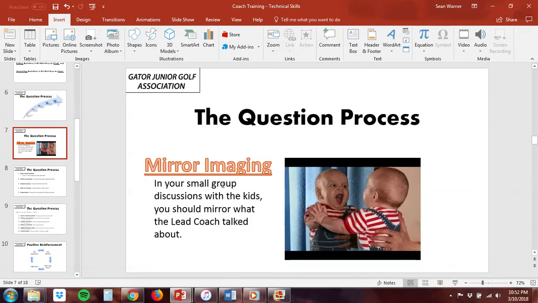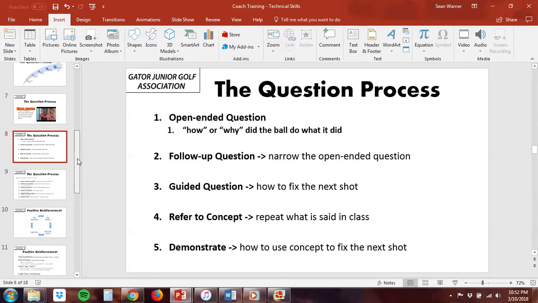All right, the question process, mirror imaging. What this means, besides the funny picture, is that you want to say the same phrases that the lead coach is saying. If you're saying the same thing in the exact same way, it's really going to stick. So what controls distance? Long Y, short Y. All the students should have that burned into their brains: controlling distance, long Y, short Y, the length of the swing. If you just say long Y, short Y, they'll know what you're talking about. So it's very important to repeat those same phrases.